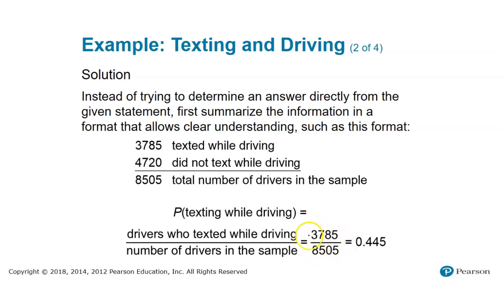This is obviously not a fraction we're familiar with, so we want to go ahead and convert it to a decimal and round it to 3 significant digits. So when we look at this in comparison, remember 0 is impossible and 1 is certain. So we're pretty close to right here in the middle, that it's about a 50-50 chance that these teenagers were texting while driving.